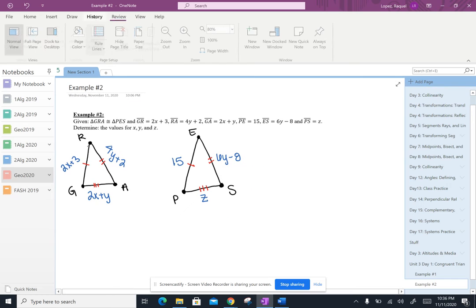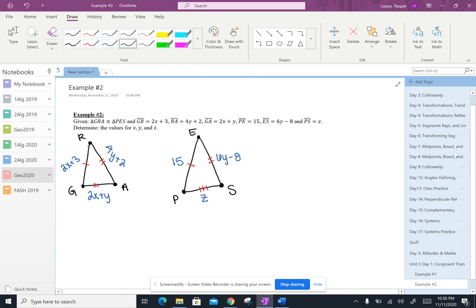So let me zoom out here a little bit. Okay, so let's go ahead and just start making some congruency statements with our segments. We know that GR is congruent to PE. We mark that on our diagram. We know that RA is congruent to ES. That's also marked on our diagram. And we know that GA is congruent to PS.